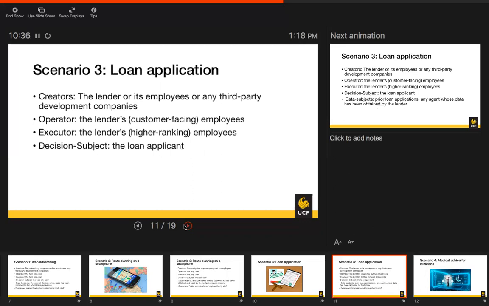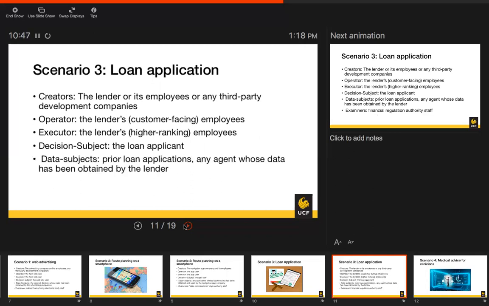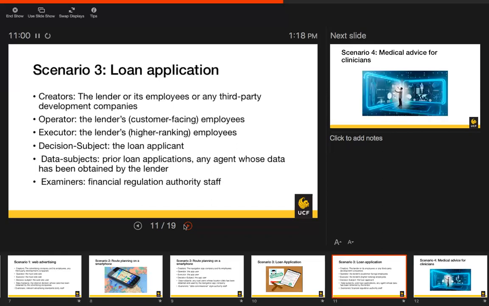The decision subject would be the loan applicant, who will be influenced by the executor's decisions. So the data subjects would be prior loan applications, any agent whose data has been obtained by the lender before. They will use this data to train the model and to help them to make the decision. The examiners will be the financial regulation authority staff.